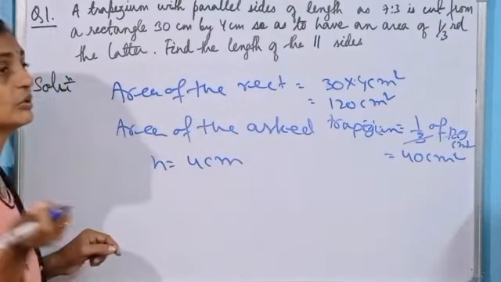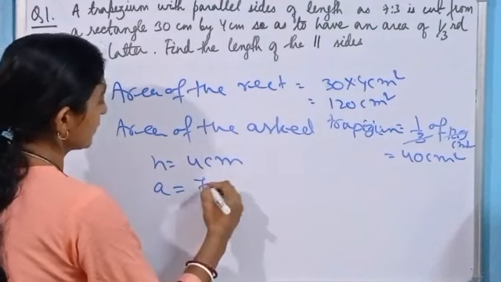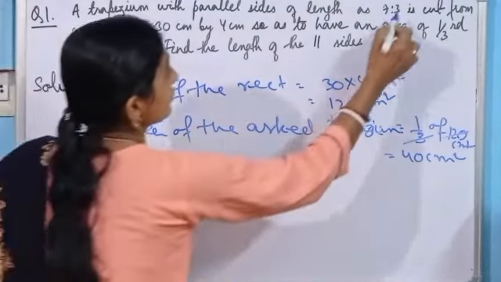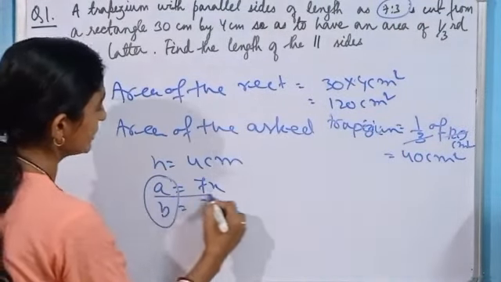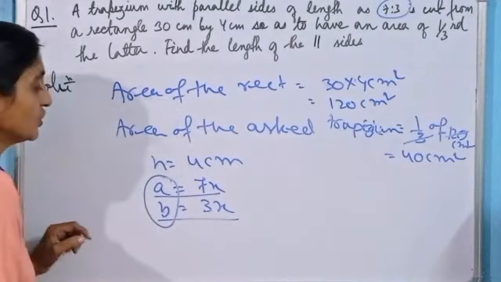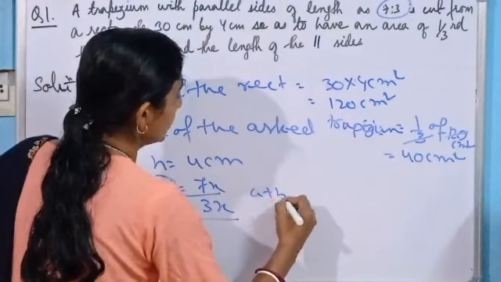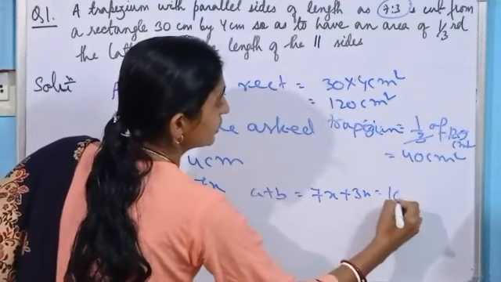But we don't know what will be the length of A and B. But let A be 7x and B be 3x, because that ratio has been given over here. So I can consider the two parallel sides, that is A is 7x and B is 3x. So the sum of A plus B, that means the sum of the parallel sides, is equal to 7x plus 3x, which is equal to 10x.